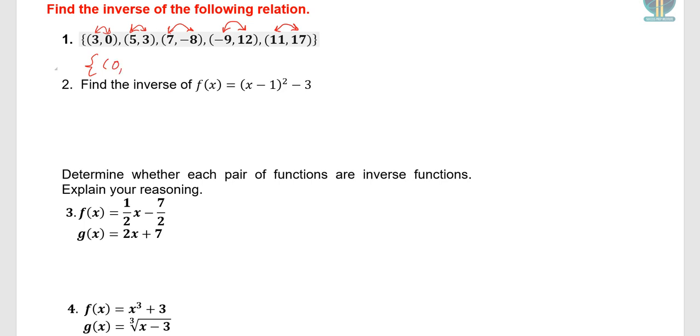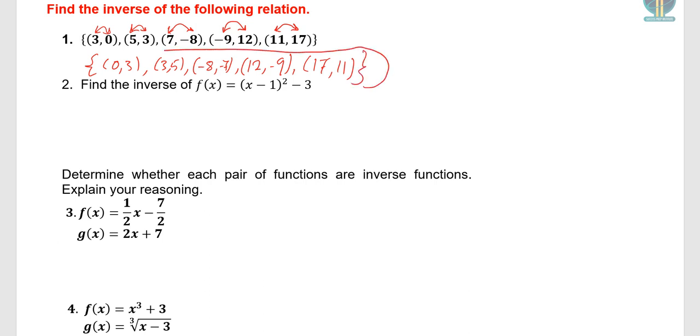So 3 and 0 becomes 0 and 3. 5 and 3 becomes 3 and 5. 7 and minus 8 becomes minus 8 and 7. Minus 9 and 12 becomes 12 and minus 9. And 11 and 17 becomes 17 and 11. Okay, so this is my solution. This is the inverse of this.